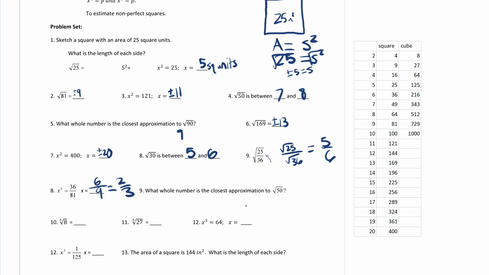What whole number is the closest approximation to root 50? Well, root 50 is slightly bigger than 7, so once again, we've already done this problem. It is slightly more than 7.